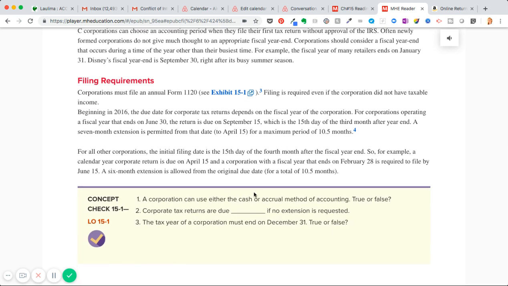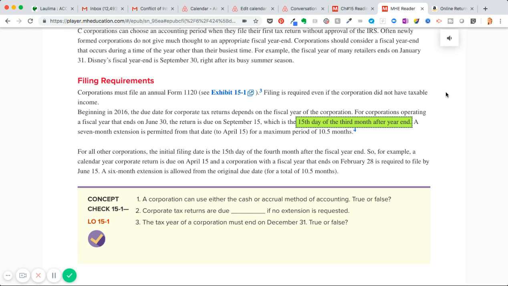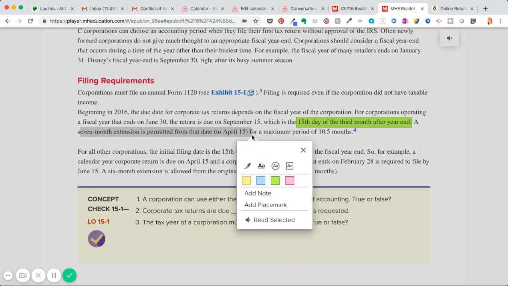All right. So a corporation can use either cash or accrual method of accounting. True. Corporate tax returns are due, if no extension is required, right here. So beginning in 2016, the due date for corporate returns depends on the fiscal year of the corporation. For corporations operating a year that ends on June 30th, the return is due on September 30th. So that's July, August, September 15th. So it's the 15th day in the third month after the year end. And so for a standard year end that ends on 12/31, that would be January, February, March 15th. And that has notoriously been the partnership due date as well. But you can file a 7-month extension from that date for a maximum period of 10.5 months.